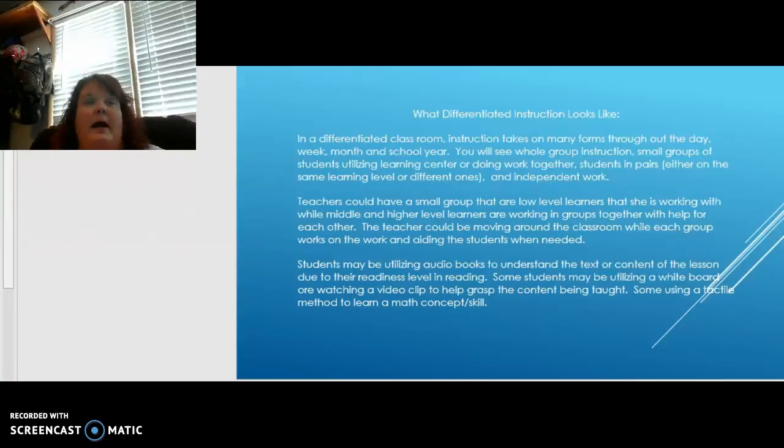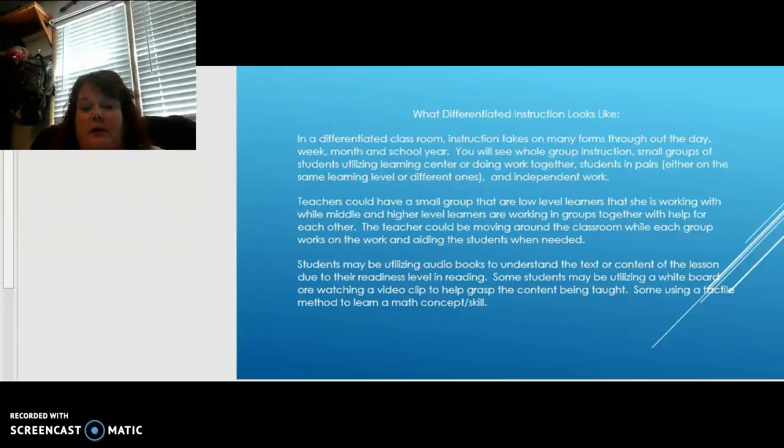You could have groups working on the same type of subject, but in different ways of doing it. You're going to have someone who's going to be an expert in a group, who goes and gets all the information and then shares it with the group, and the group works together on it. The teacher could be moving around and checking to make sure that each group is working, aiding the students when it's needed.